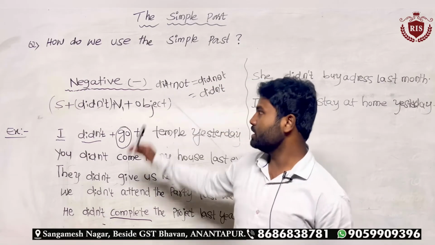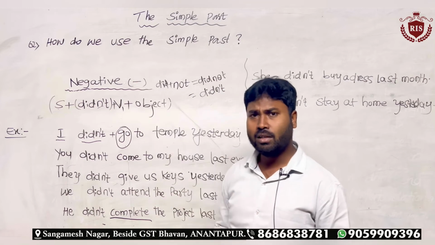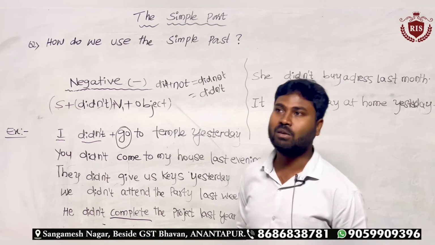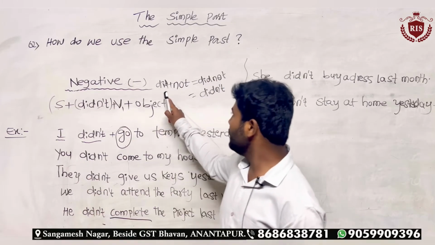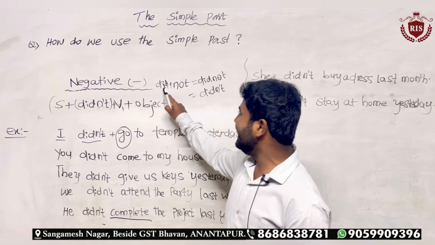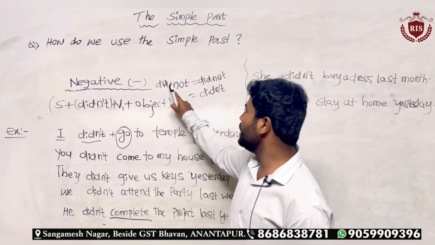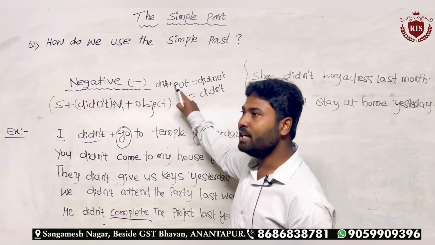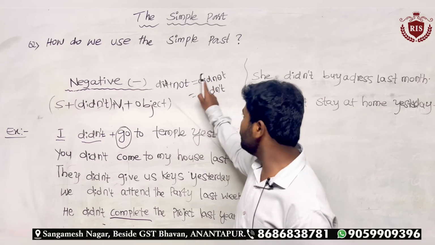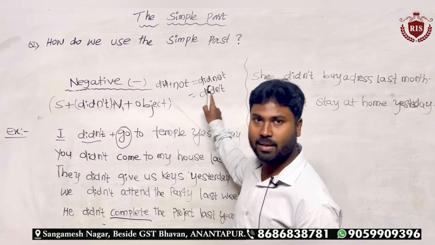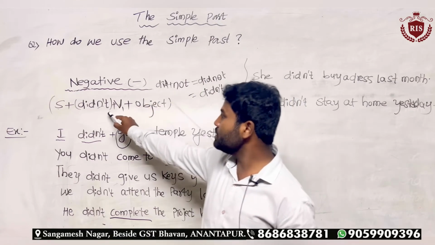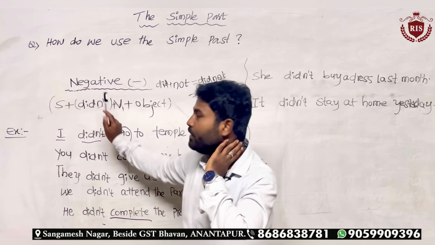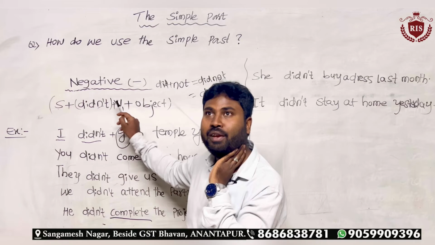Once again, let's revise this in the negative form. What auxiliary do we use when we want to frame a negative sentence in the simple past? We have to use the auxiliary did plus not. So we just add not to the auxiliary did, so that becomes did not. The contracted form of did not is didn't. This didn't we use in the sentences. Look at the formula: after the subject, we have to use didn't. After didn't there should be V1.